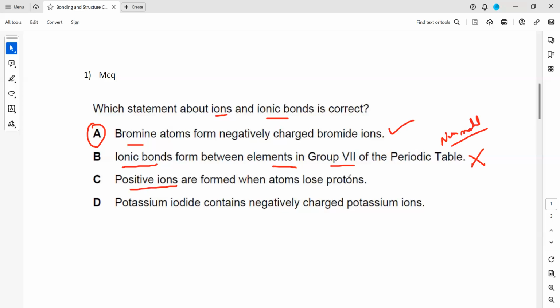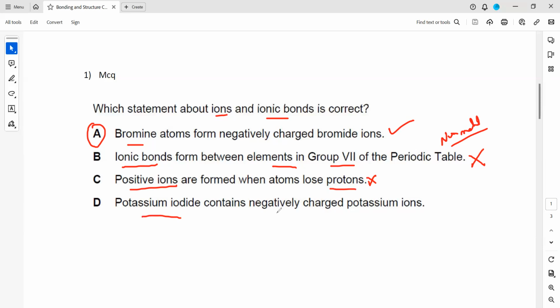Positive ions are formed when atoms lose protons. So when an atom is losing a proton to form a positive ion, it's not about protons, it is a loss of electrons. It should be electrons to form a positive ion, not protons. That's why it is wrong.